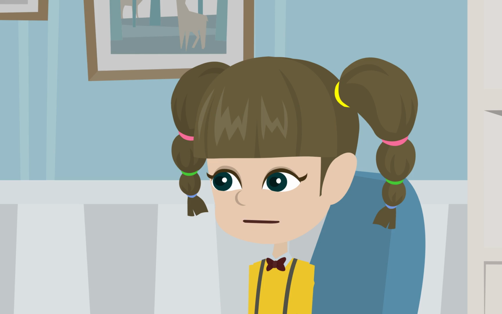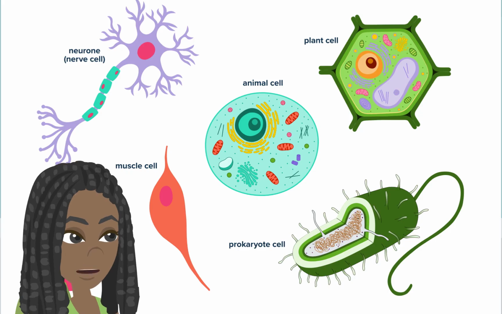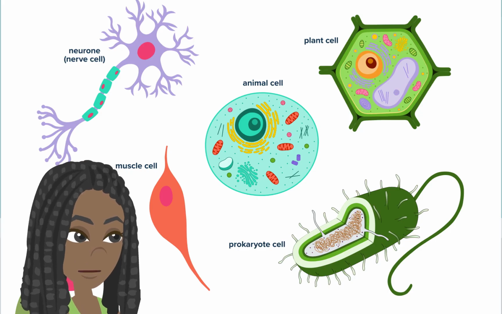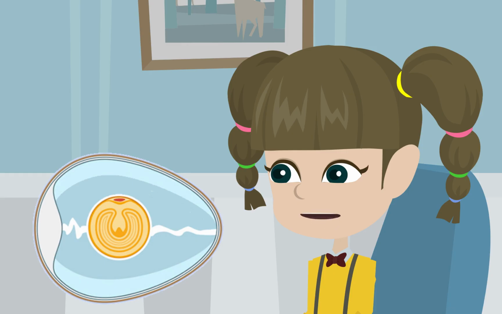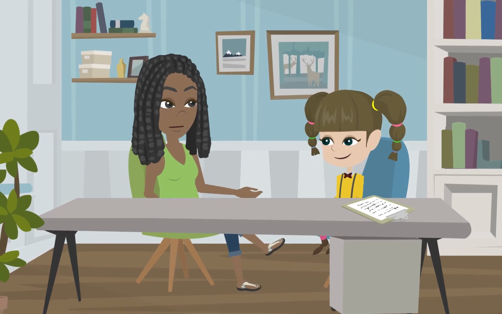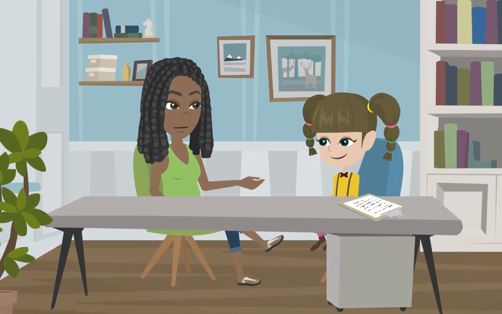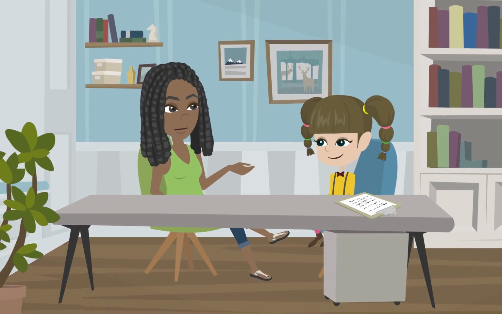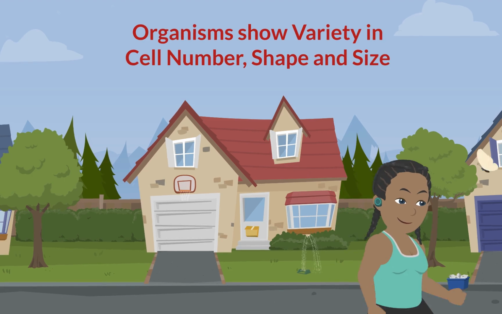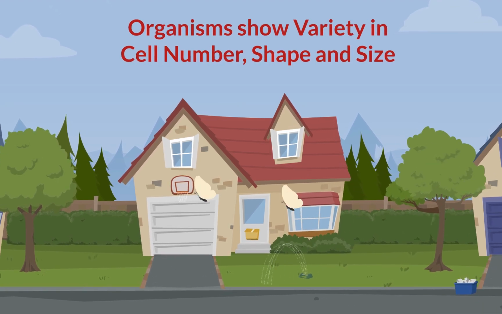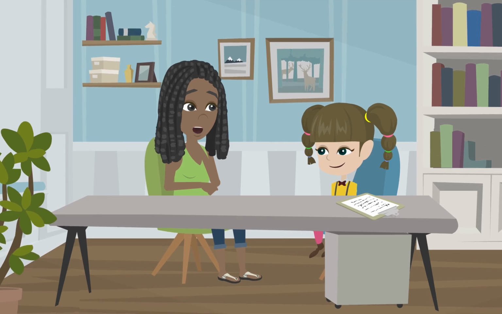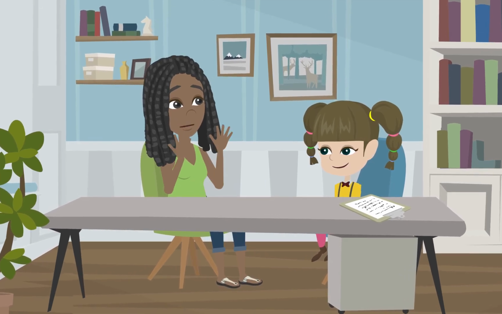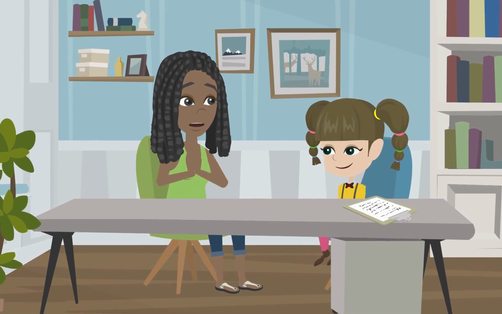Are they all the same? Not at all. While all organisms are made of cells, they can vary greatly in shape and function. Like how a hen's egg is a single cell that we can see without a microscope. Exactly. Each cell is complex and plays a crucial role in the organism's life. Organisms show variety in cell number, shape, and size. Hey, did you know that organisms show a huge variety in cell number, shape, and size?